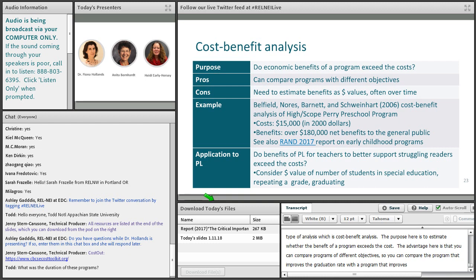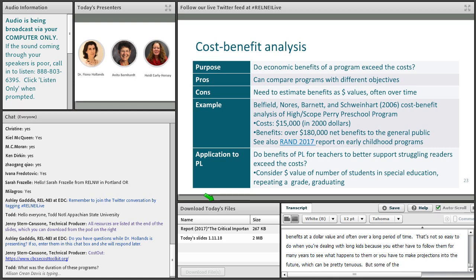A disadvantage, or more of a challenge I should say, is that you need to estimate benefits as dollar values and often over a long period of time. That's not so easy to do when you're dealing with young kids because you either have to follow them for many years to see what happens to them, or you have to make projections into the future, which can be pretty tenuous.